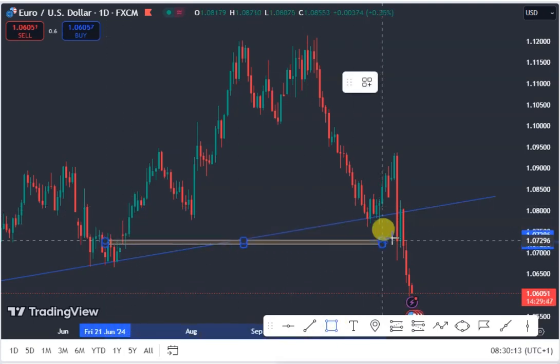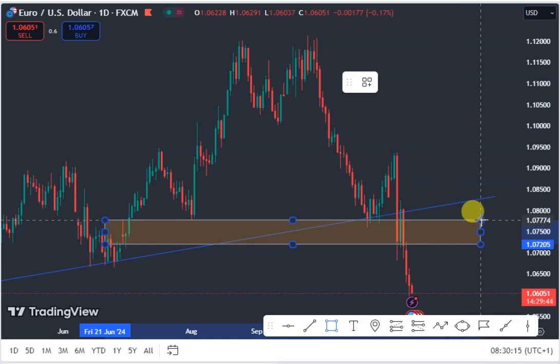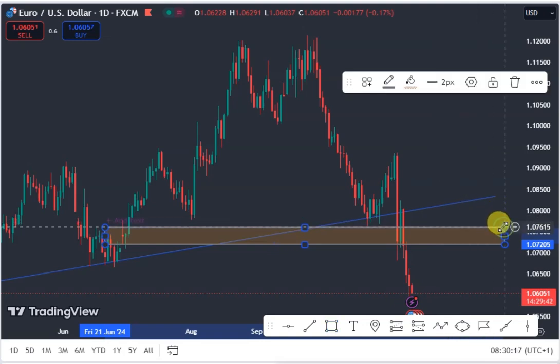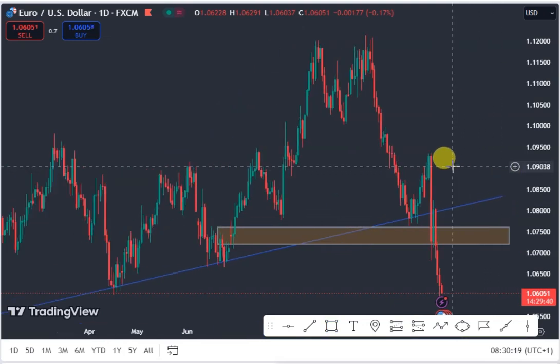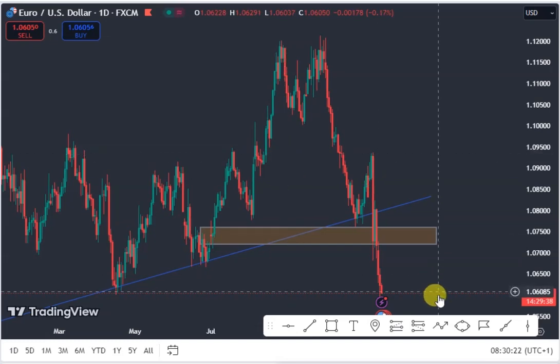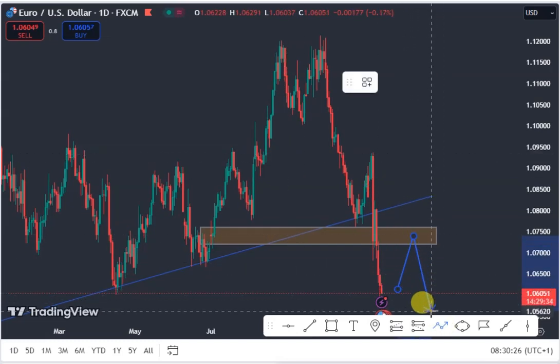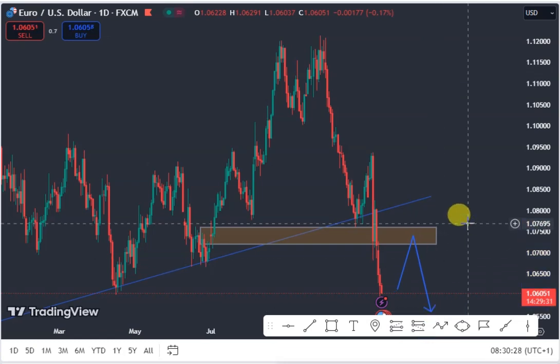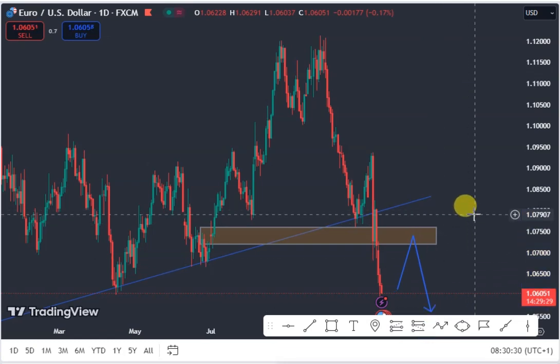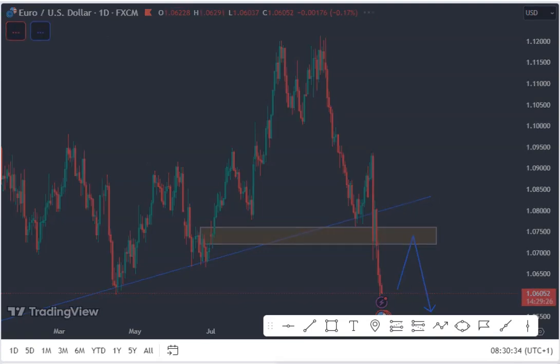around this region. So we're looking for a selling opportunity for EURUSD around this daily resistance and also a weekly resistance. So we expect price to push back to this resistance area, then we'll look at our selling opportunity for the EURUSD. So let's go to our next pair, which is the AUDUSD.